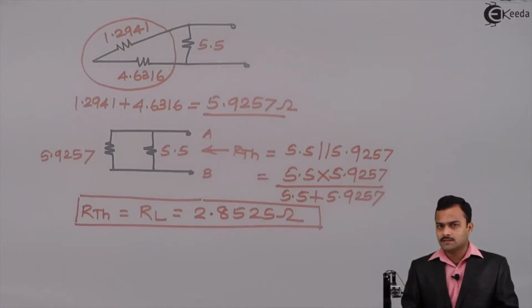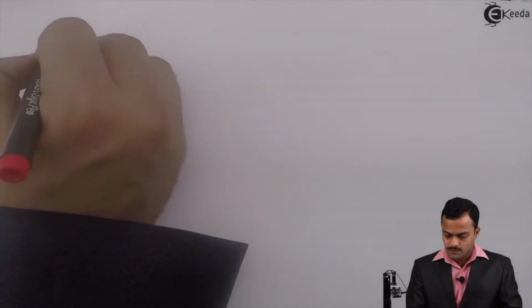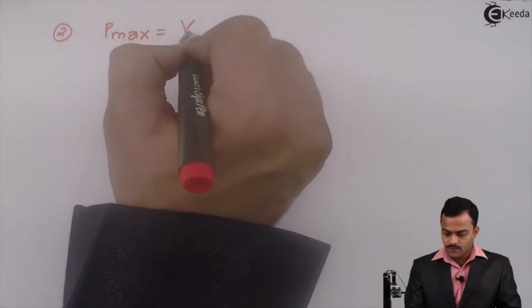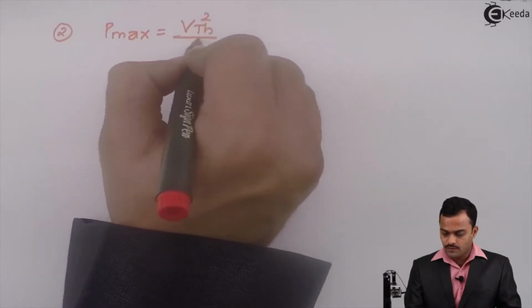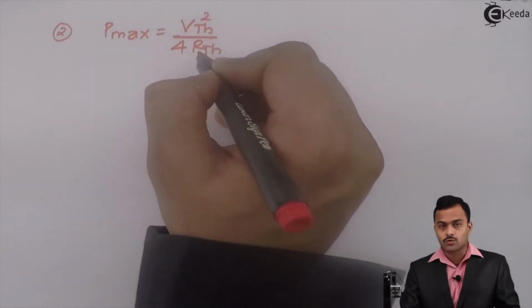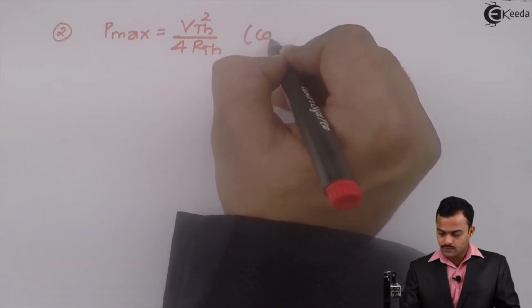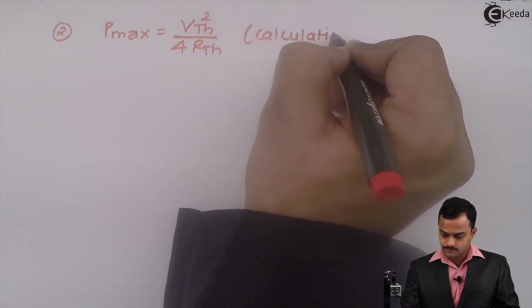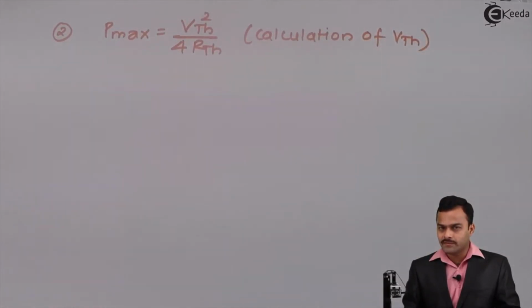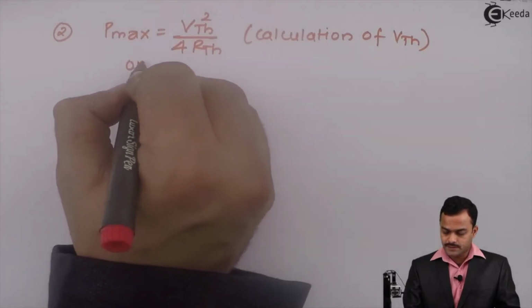Now the second part is, what is the maximum power? For that we will write the formula: P max equals VTH square upon 4 RTH. RTH is known to us, so we need to calculate VTH. For this, what arrangement do we need to make? We need to open circuit RL.